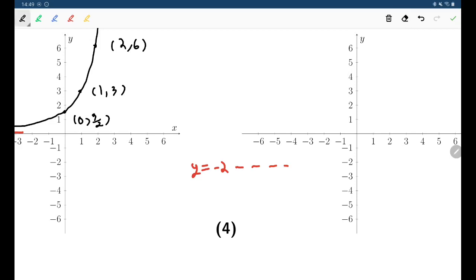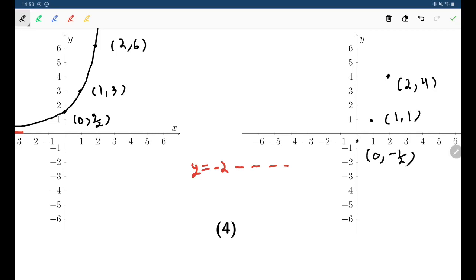And now let's start putting in our points. We had the point (2, 6), and that was being shifted downward by 2. That would be now the point (2, 4). We had the point (1, 3), shifted downward by 2. That's now the point (1, 1). And then we had the point (0, 3/2). Shifting it downward by 2, or subtracting 2 from 3/2, that's -1/2. So our third point would be (0, -1/2).